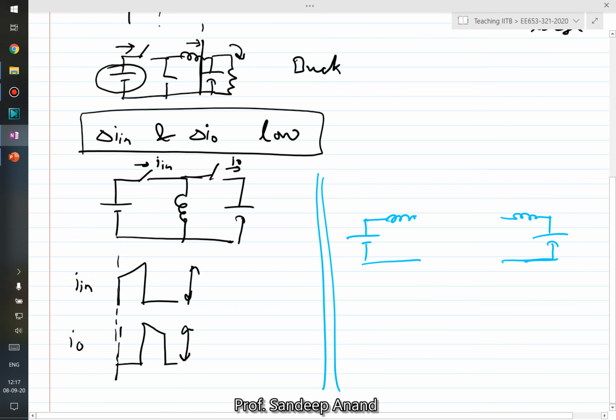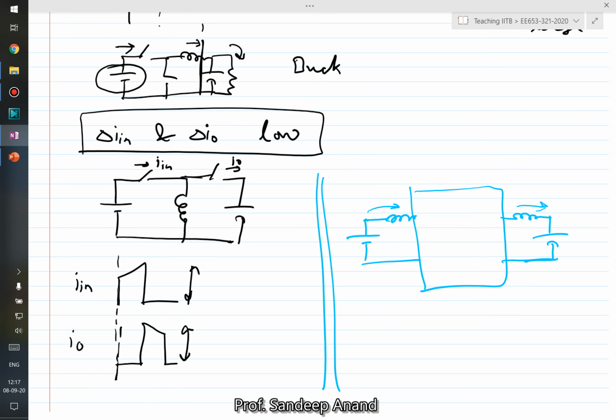If you can get some circuit of this sort, obviously something comes in between, then your input ripple can be minimized by increasing L, and your output ripple can also be minimized by increasing the value of L out. That is the motivation of this particular video. Let's see how to do that.